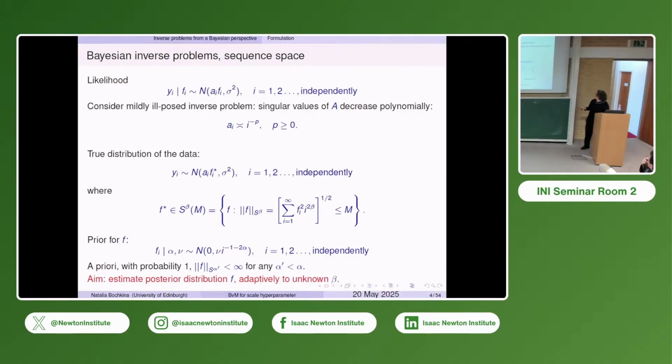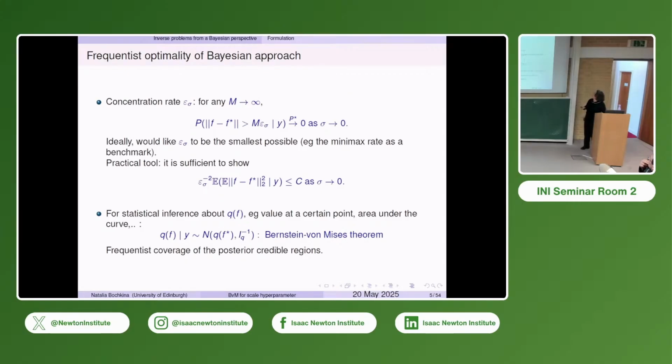So the aim is to estimate the posterior distribution of f adaptively to unknown beta. So that was our original aim with the student. So just maybe a quick review of, sorry, I'll stand here.